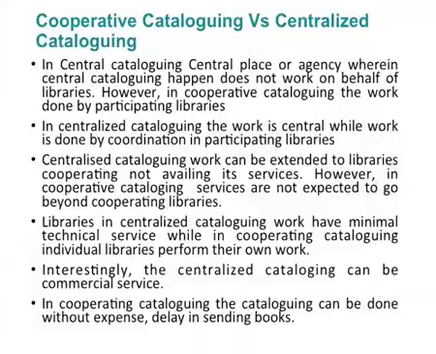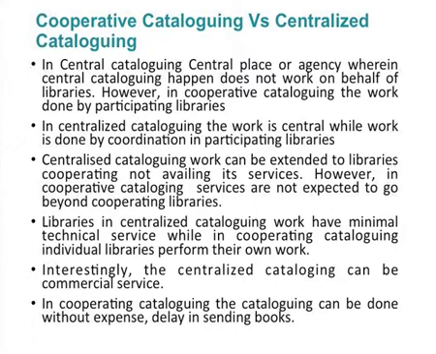Now you come to the difference between cooperative cataloging and centralized cataloging. In central cataloging, a central place or agency is responsible, wherein the cataloging happens, and no other library is participating in it. So, the central agency is responsible to do the cataloging work. However, in cooperative cataloging, the work is done by the participating libraries. So, participating libraries share the work in cooperation and then they execute the work.